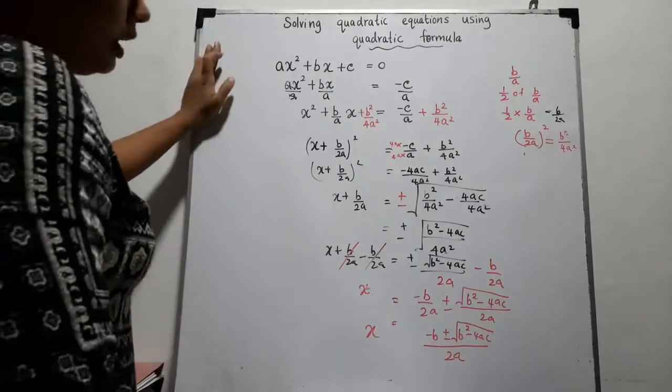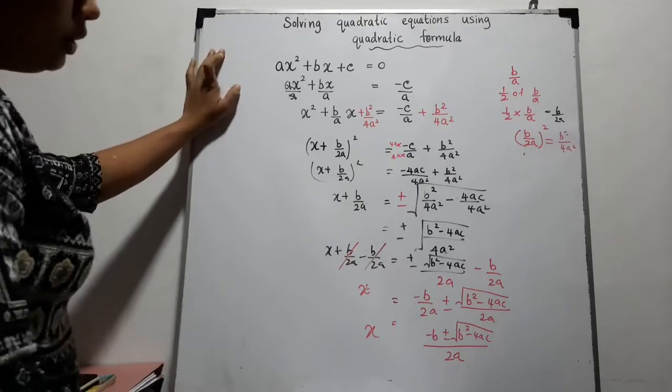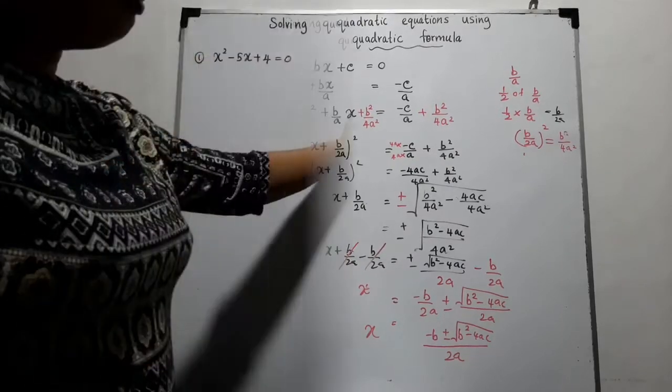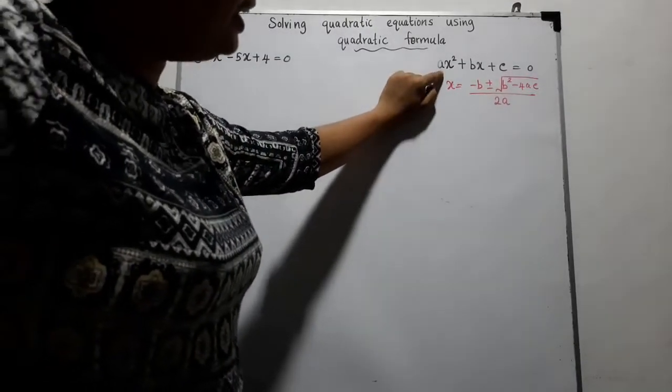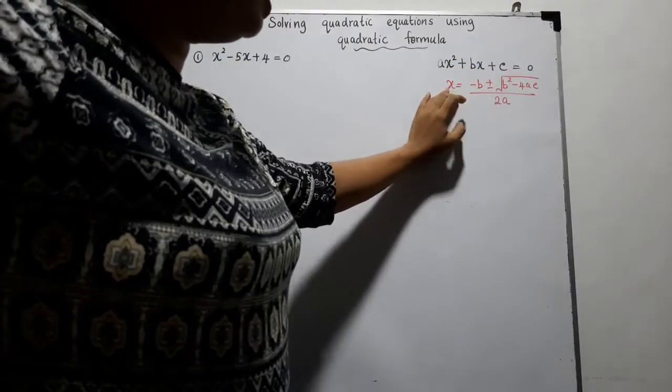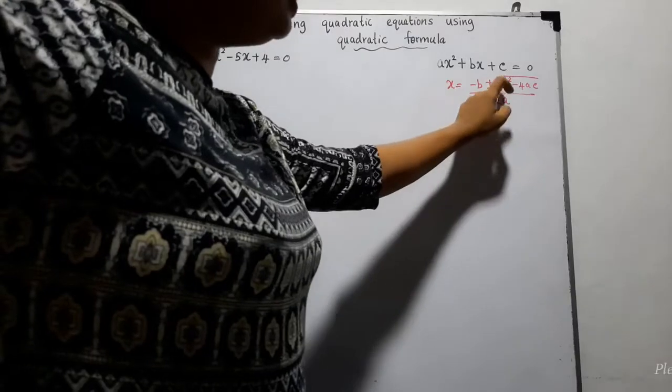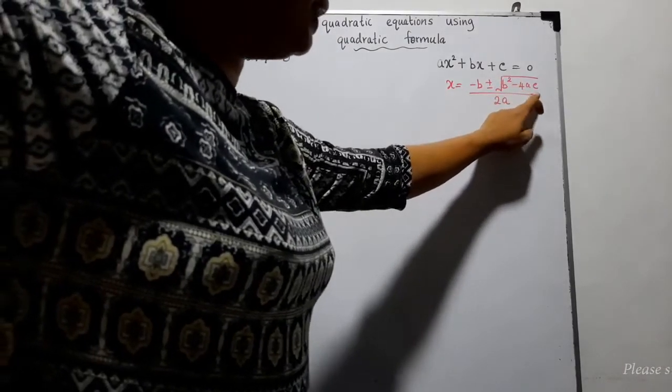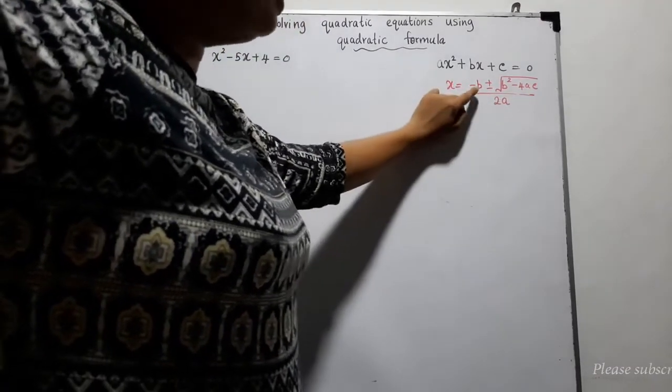Let's solve some quadratic equations using the quadratic formula. Here the quadratic equation is ax squared plus bx plus c equals 0. Our quadratic formula is x equals minus b plus or minus the square root of b squared minus 4ac over 2a. Here, what is b?